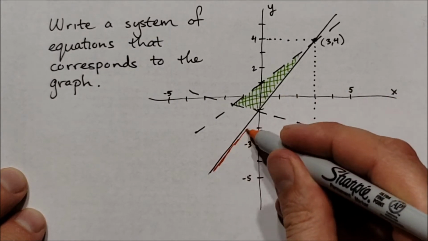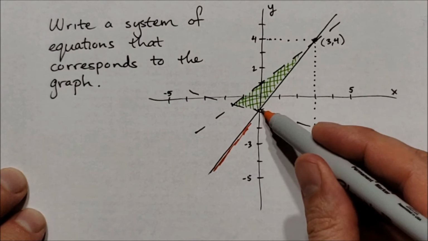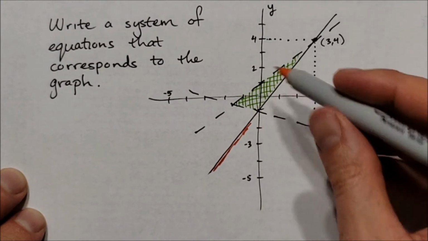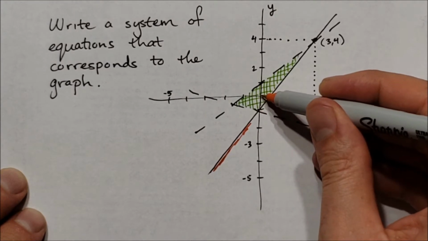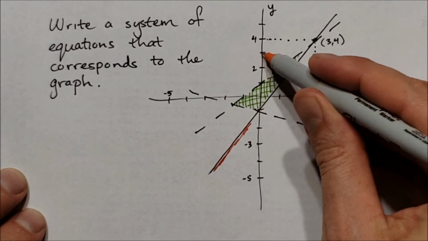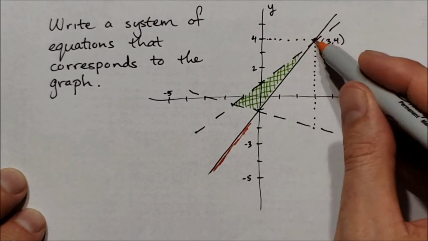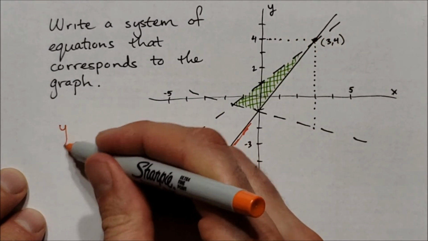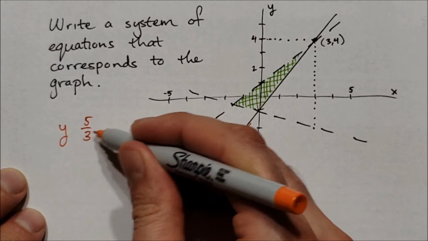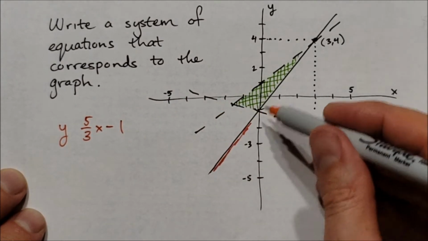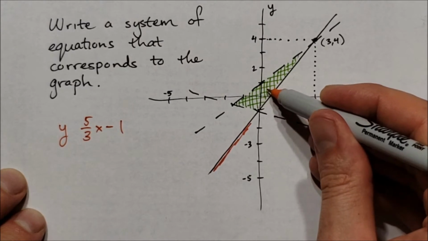this orange one. It crosses through the y-axis at +1, and if we look at the slope, it's going up 1, 2, 3, 4, 5, and over 1, 2, 3. So we'll have a rise of 5, run of 3. So we'll have y equals 5/3 x minus 1, and we are shading above that line.